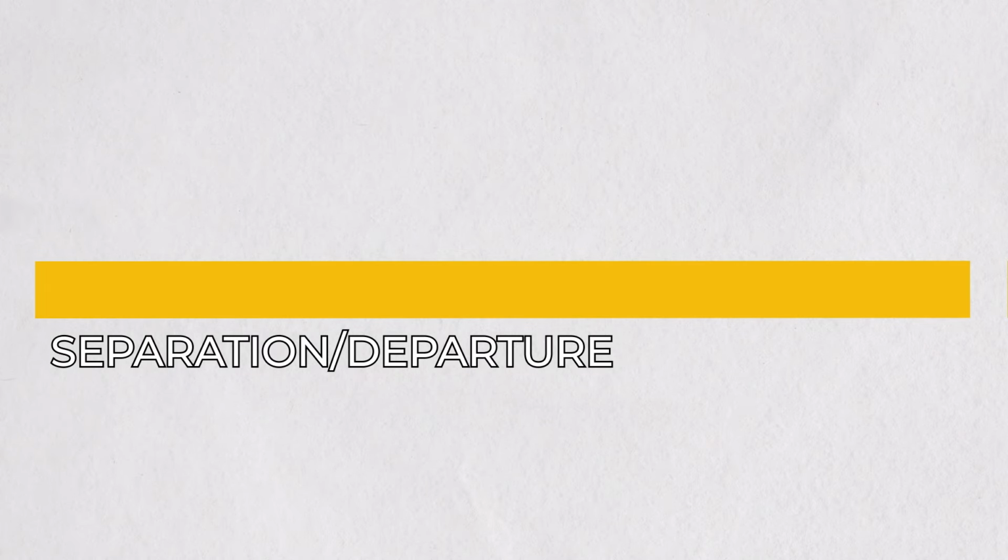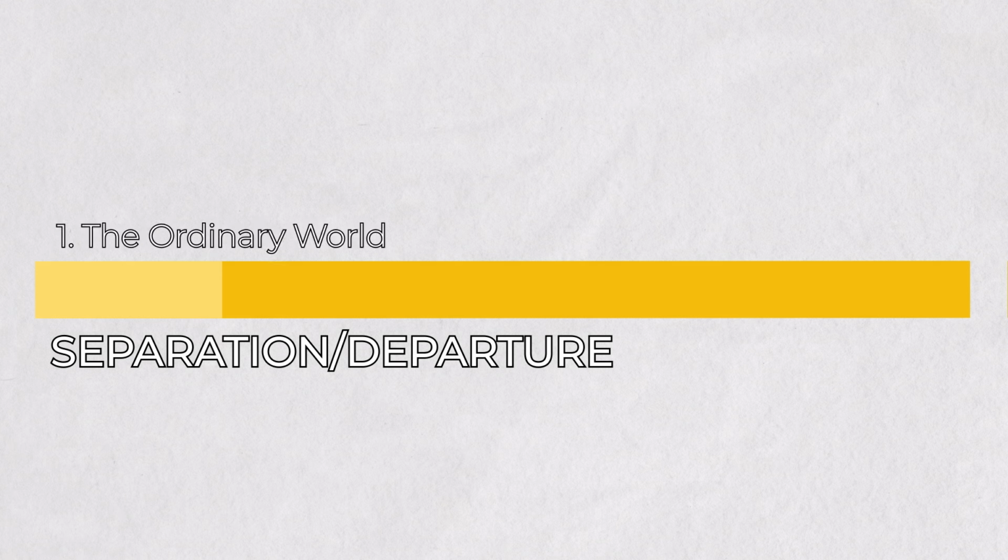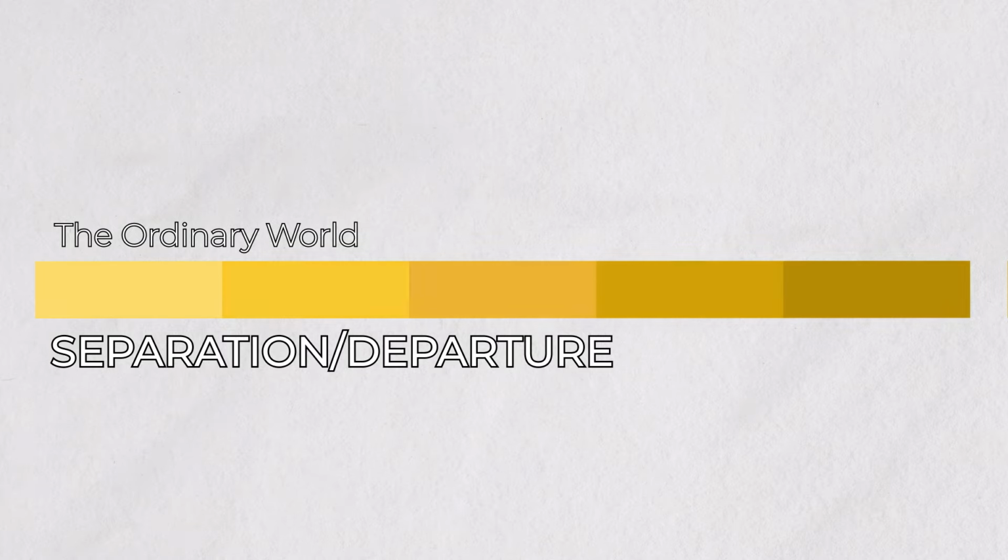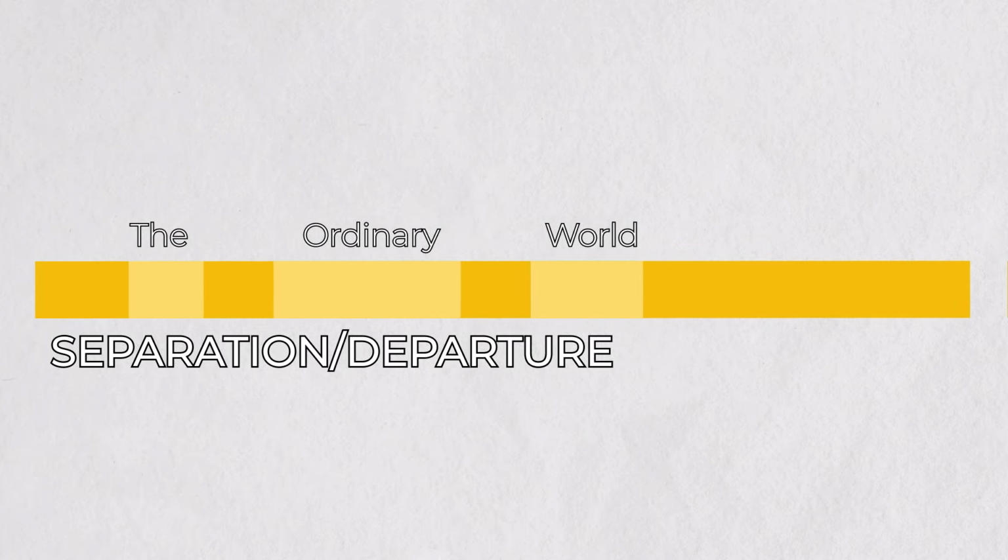The first act of the hero's journey is referred to as the separation or departure, and the first stage is called the ordinary world. Though calling it the first stage is a bit misleading. Stages don't always happen in perfect succession. They can be delayed, spread out, or even repeat.